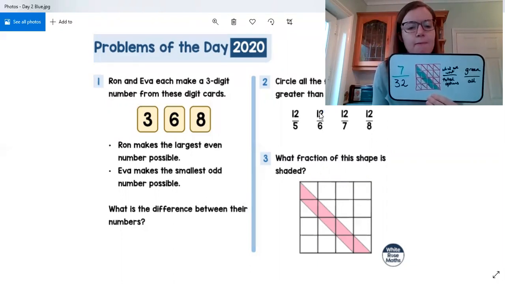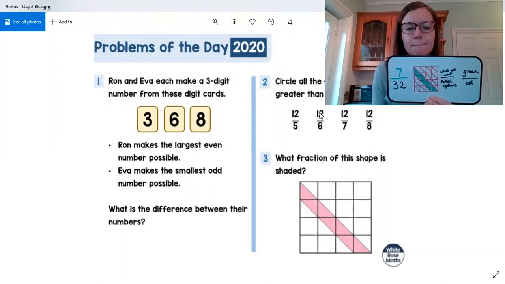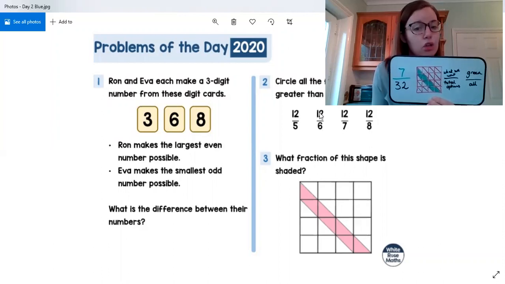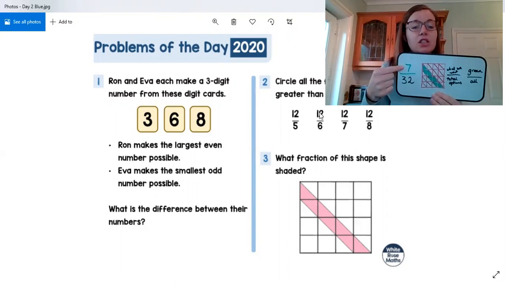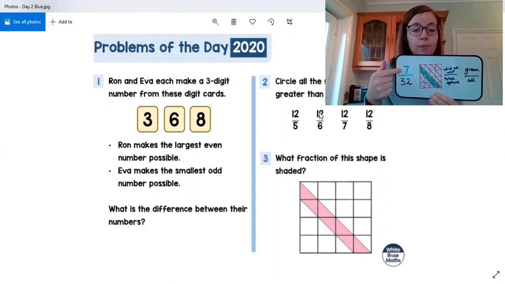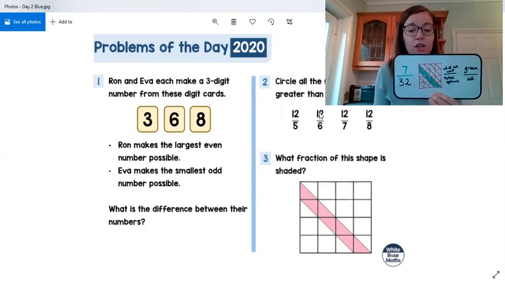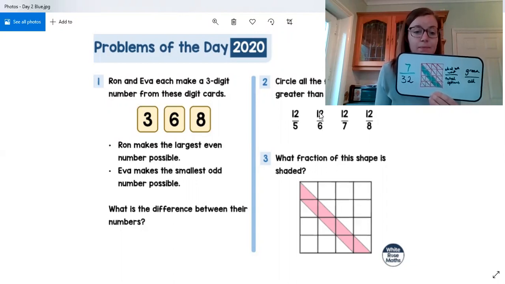Could this be simplified? This cannot be simplified because 7 is a prime number, which means its only factors are 1 and itself. And 7 does not fit into 32. 32 is not a multiple of 7. So 7/32 is as small as this fraction can get.